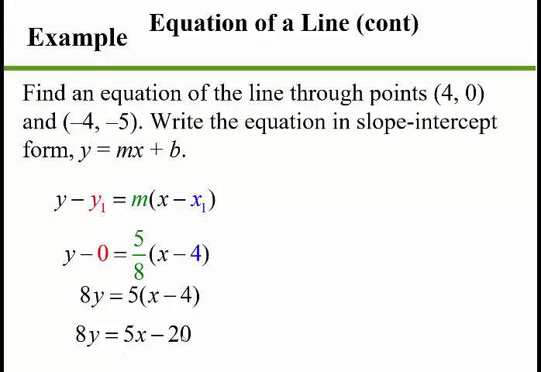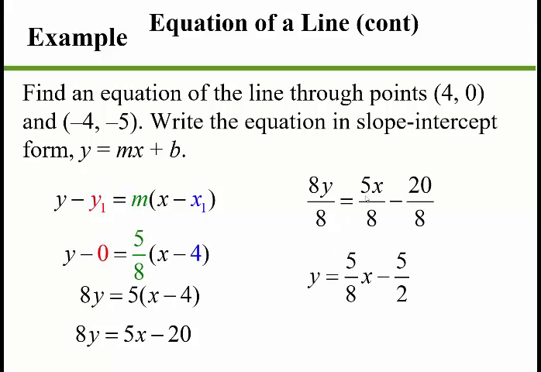And then in the last step, literally divide everything by 8, right? Because you want to get the y by itself. And 5/8 doesn't simplify. And 20 divided by 8, well, 4 goes into both of them. So that simplifies to 5/2. And that's your final equation right there. So when you're given 2 points, this one that was a little bit longer, you have to find the slope first. And then you have to go through the point slope form.